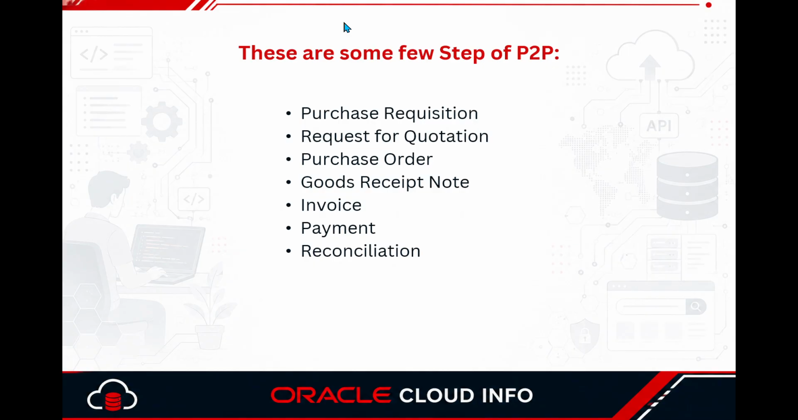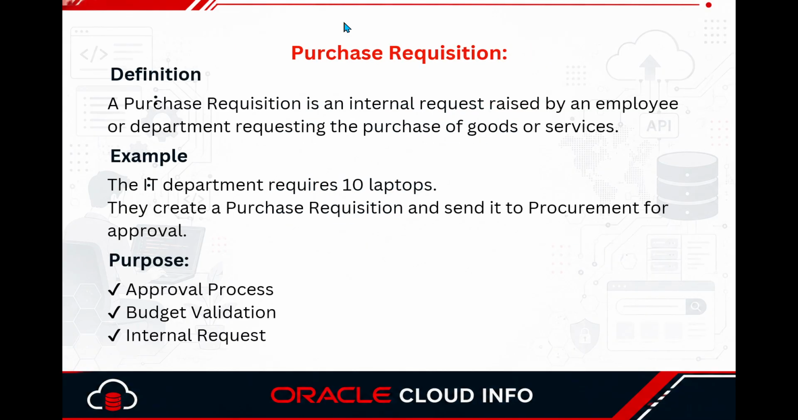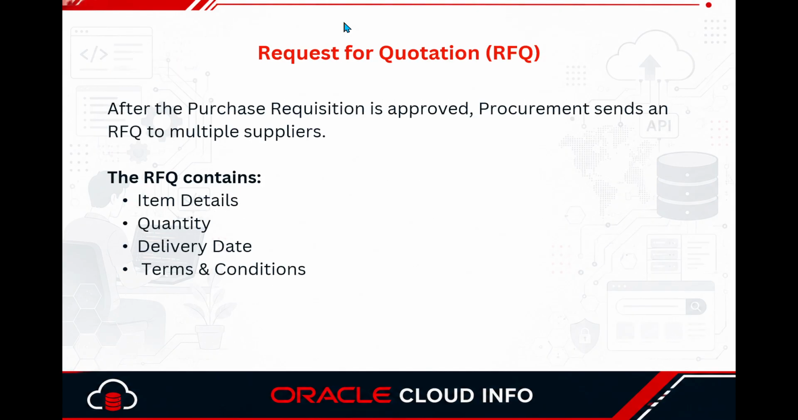There are a few steps of P2P: purchase requisition, request for quotation, purchase order, goods receipt note, invoice, payment, and reconciliation. If we talk about purchase requisition, it is created when an organization wants to buy something. Then the employee under a department will create a requisition requesting to buy goods or services from the procurement team. The purchase requisition goes through an approval process, budget validation, and internal process.